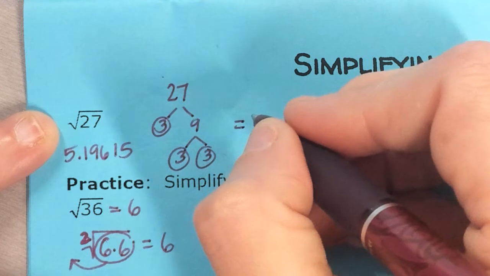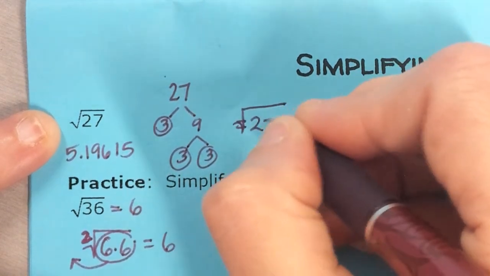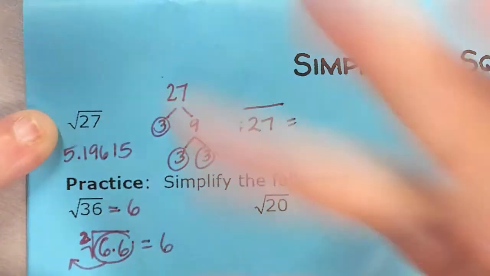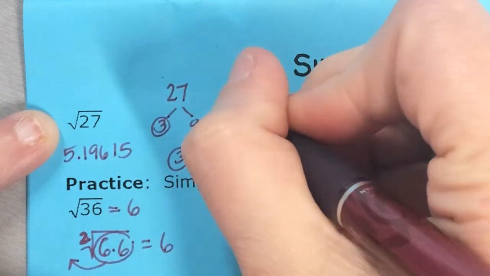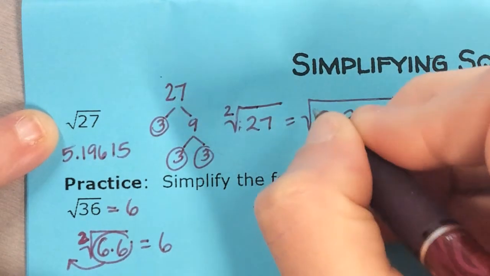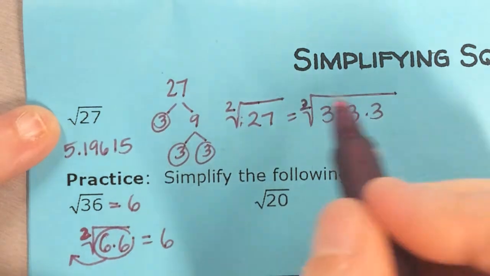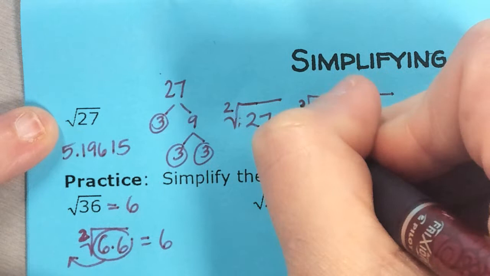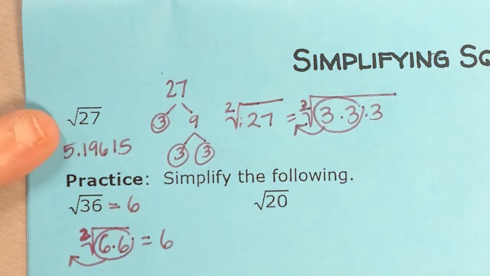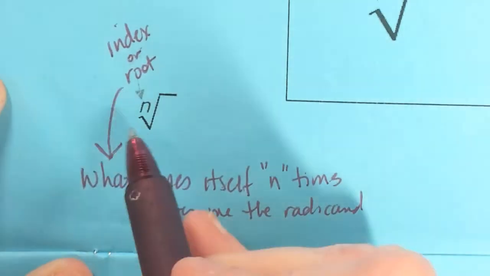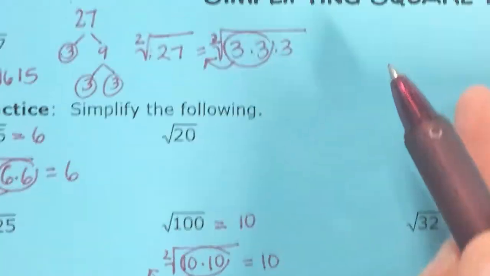So if I were to rewrite, let's just write this here. If I were to write the square root of 27, it's got that invisible 2, right? Let me erase this because it looks crazy. The square root of 27 is 3 times 3 times 3. But I can't take out all 3 of those. I can only take 2 of them because they have to come out from under the radical sign in pairs because I have a square root. This index of 2 tells me I can take them out 2 at a time.